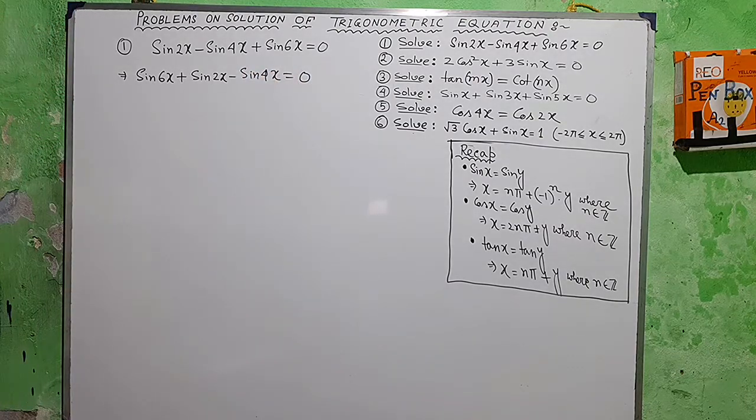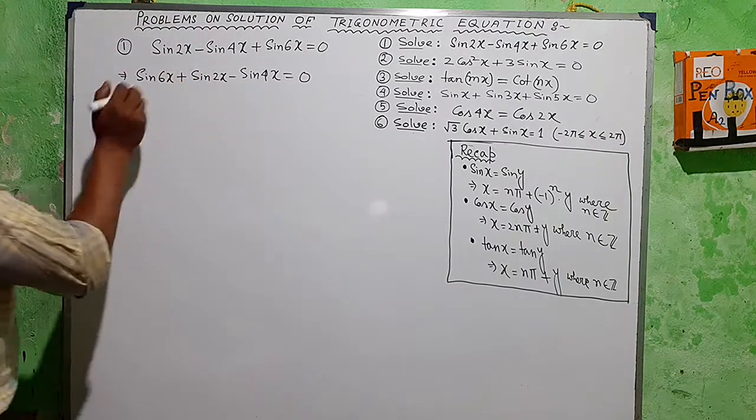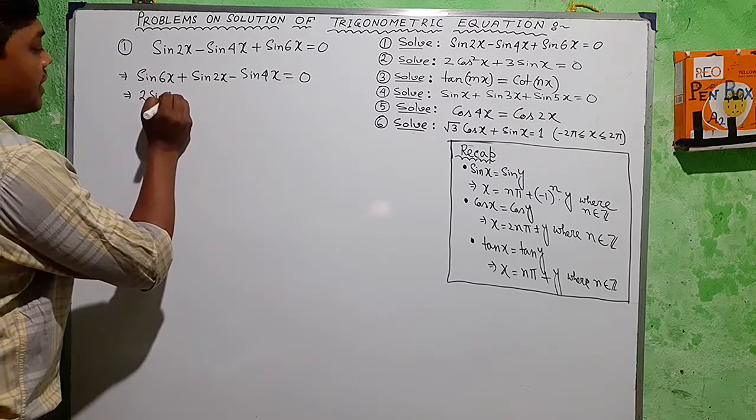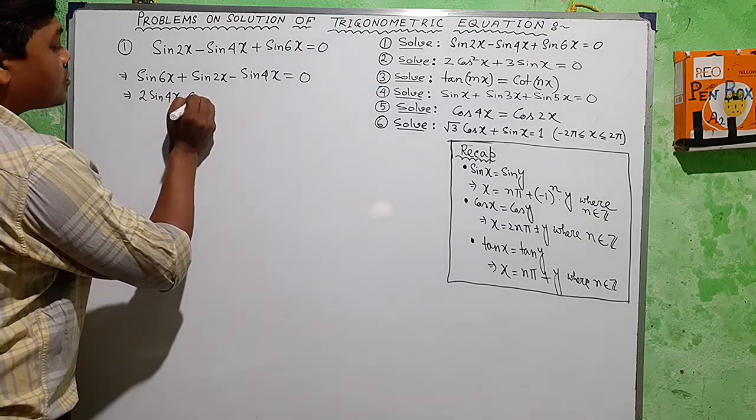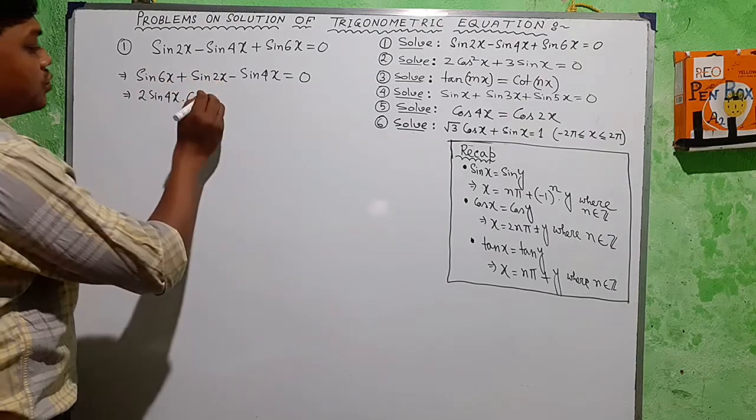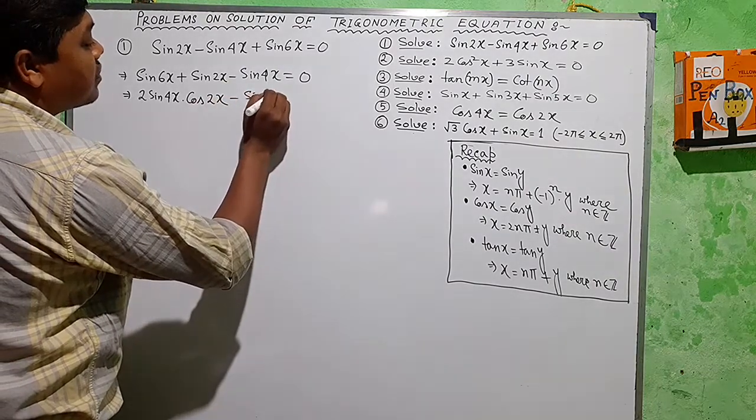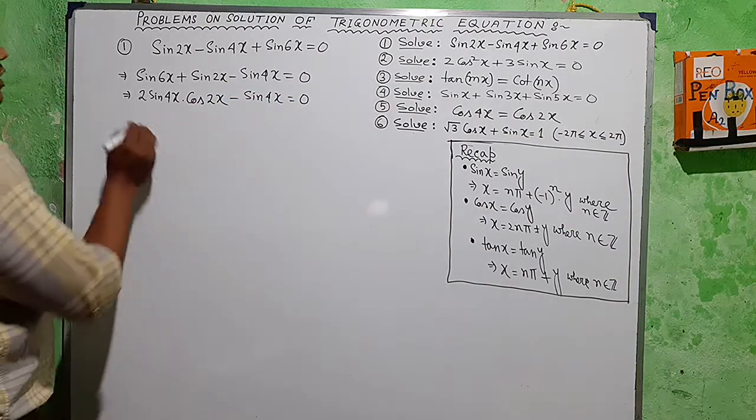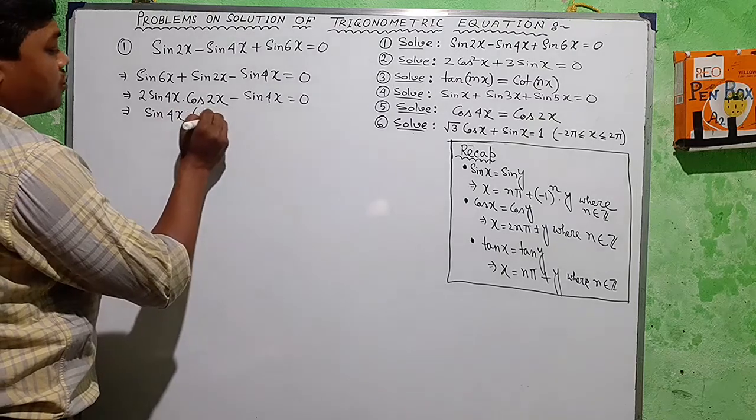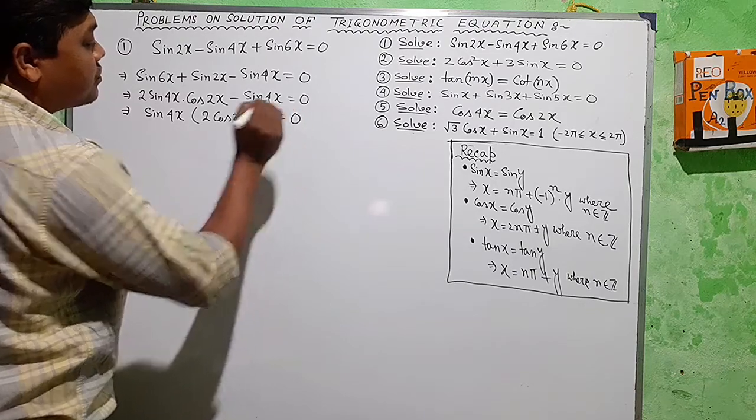I think all of you know the formula sin C plus sin D equals 2 sin of (C plus D) by 2 into cos of (C minus D) by 2. That means 2 sin of (6x plus 2x) by 2, that is sin 4x, into cos of (6x minus 2x) by 2, that is cos 2x, minus sin 4x equals 0. Taking sin 4x common, we get sin 4x into (2 cos 2x minus 1) equals 0.